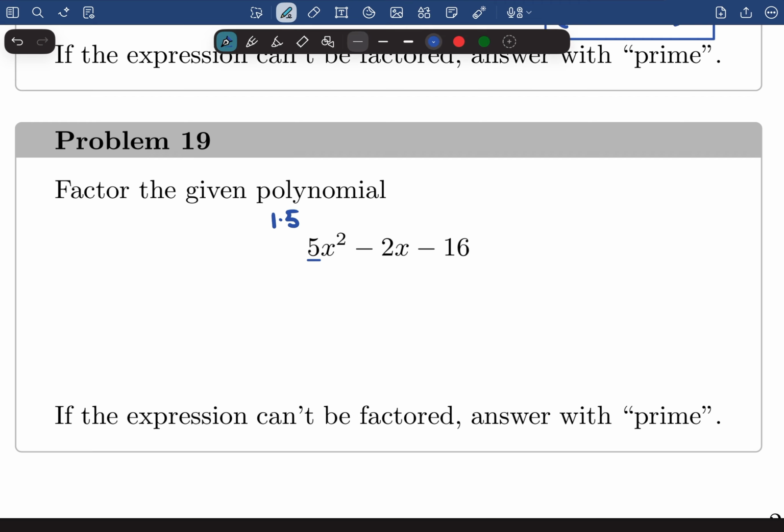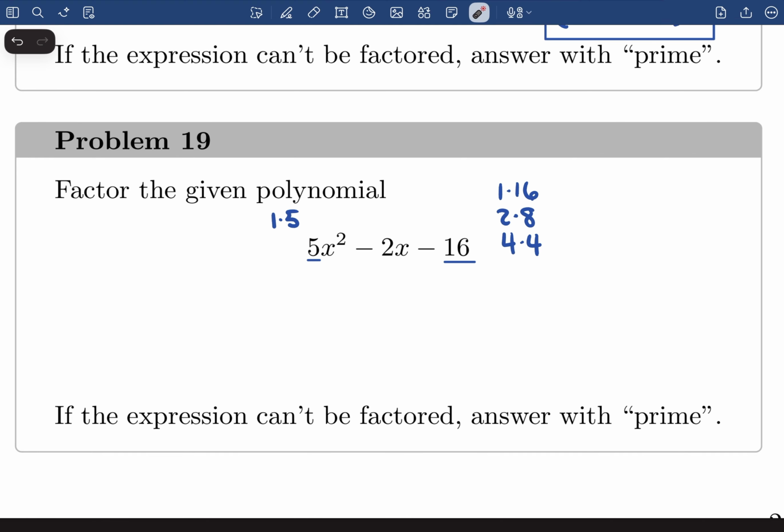That makes life easier. Then I look at the C value and I find its factors. So I'm going to list the factors of 16. 1 times 16, 2 times 8, 4 times 4. These are all of the factors of 16 listed. And now I have to think, how can I combine this set of factors with one of these sets of factors to make the middle term negative 2x? And this is the trial and error part.